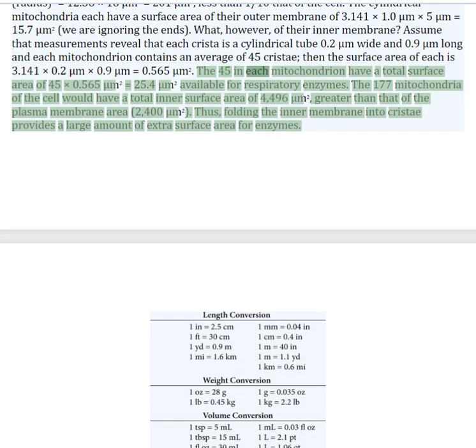The 45 cristae in each mitochondrion have a total surface area of 45.0 × 0.565 micrometers, which equals 25.4 micrometers available for respiratory enzymes. The 177 mitochondria of the cell would have a total inner surface area of 4,496 micrometers, greater than that of the plasma membrane area. Thus, folding the inner membrane into cristae provides a large amount of extra surface area for enzymes.